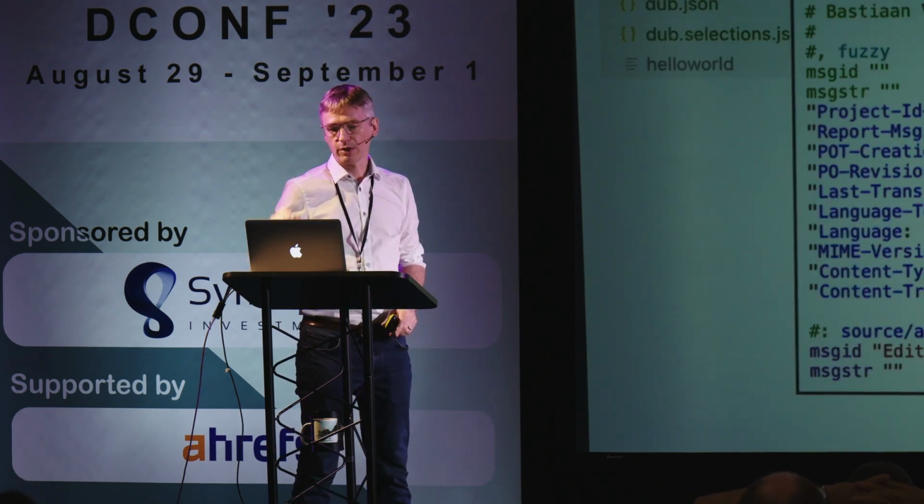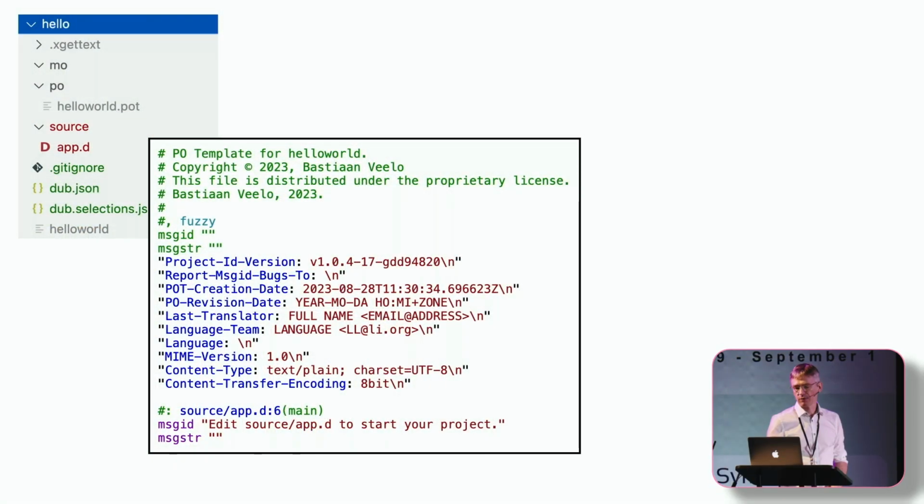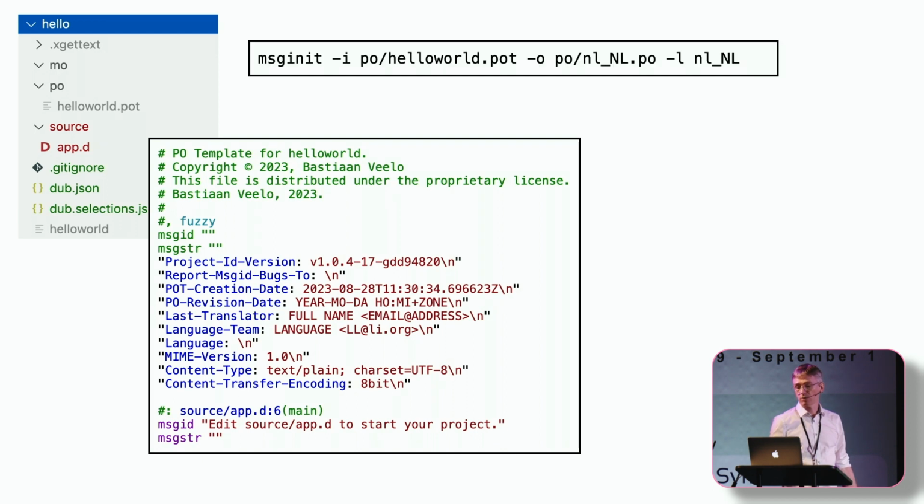I'll speed up a little bit. Maybe we can skip a few bits of this. What happens here? The invocation of msginit, which is a tool. You initialize a table for a new language, Dutch in this case. It looks almost the same, except the language field has been filled in, as well as the rule for plural forms has been added.